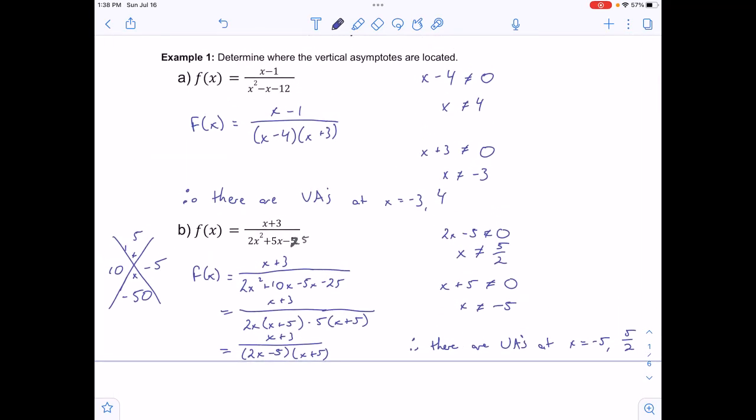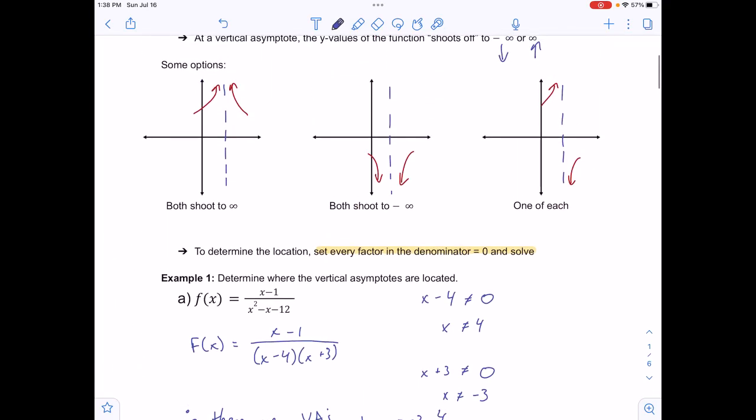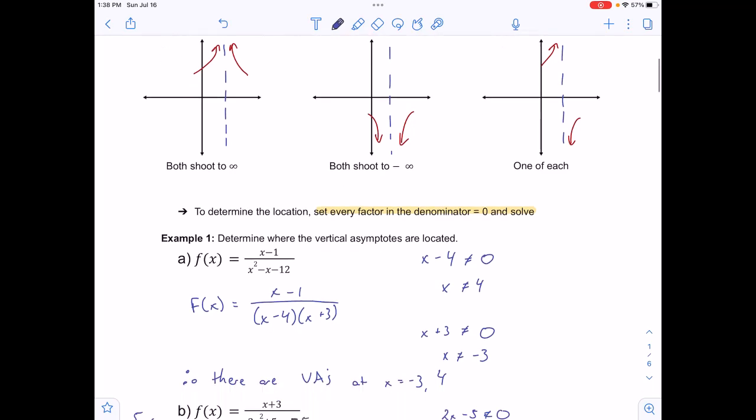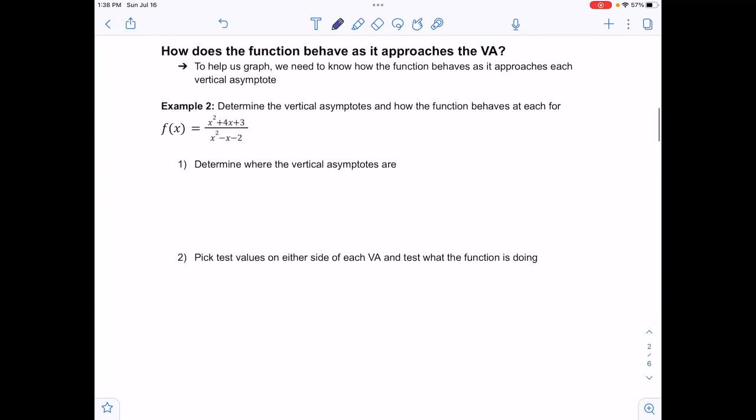So it's pretty straightforward how to find the location of your vertical asymptotes, and then from here we could graph them on our function. But the other step is we actually need to figure out how our function is going to be behaving as it approaches the vertical asymptote. So that's the next problem here. How do we figure that out? Okay, let's do one example slowly here.